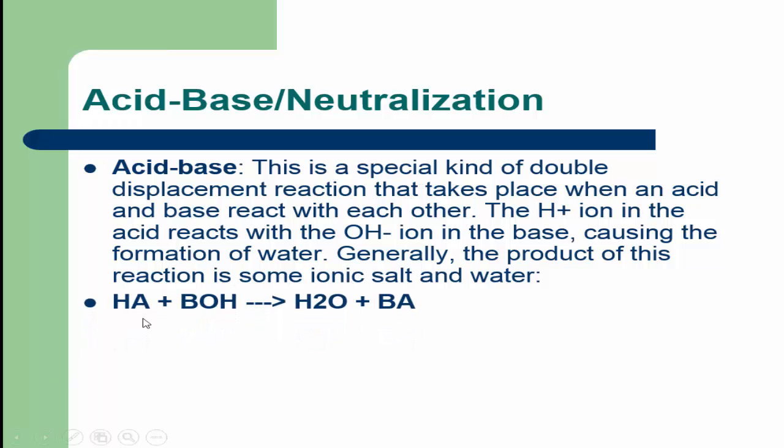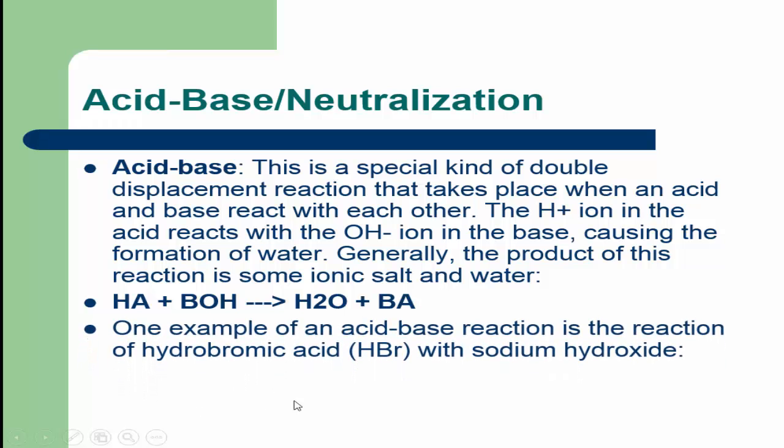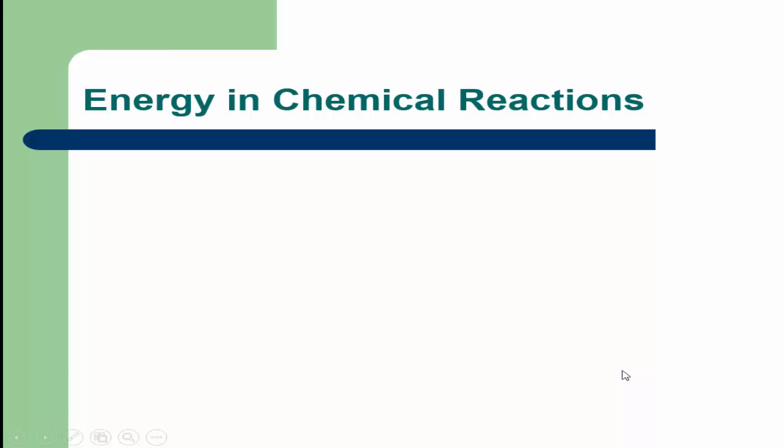So if I have an acid, and again, most acids are hydrogen first and then a nonmetal, plus a base, bases have hydroxide, you're going to form water and a salt. So a typical example would be the reaction of hydrobromic acid, HBr, with sodium hydroxide to form the salt sodium bromide and water. One more page.